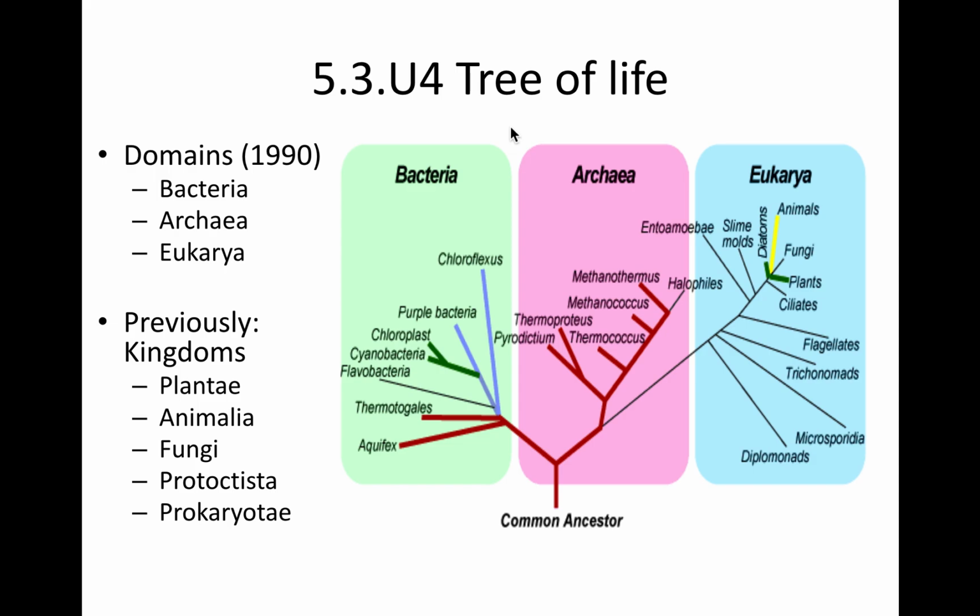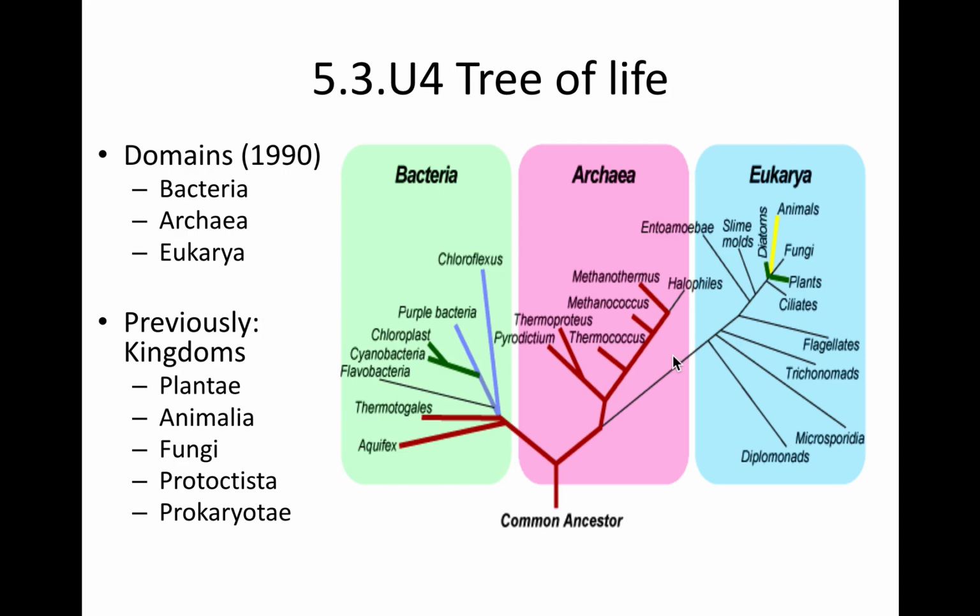So when we talk about classifying organisms, we always start with their domains. The three domains, and this has changed a couple of times, the last time being in 1990, are the biggest umbrella groups you can have: bacteria, archaea, and eukarya. Eukarya are all eukaryotic cells, and archaea and bacteria are all prokaryotic cells.